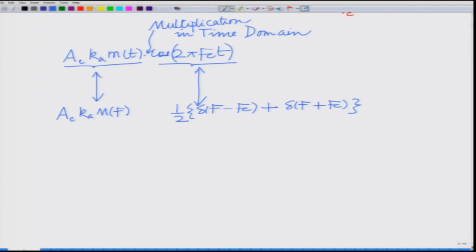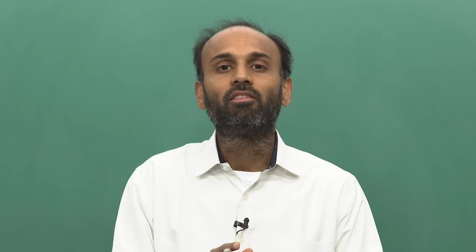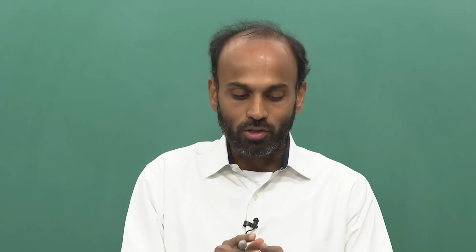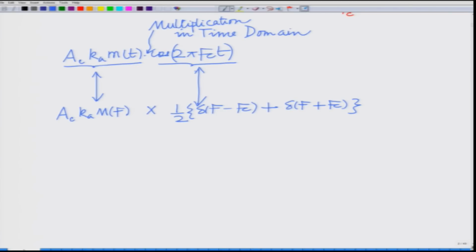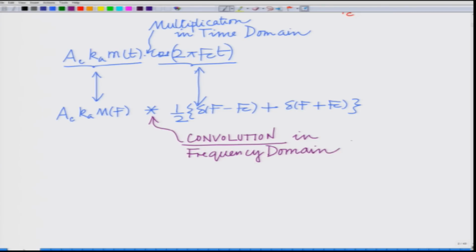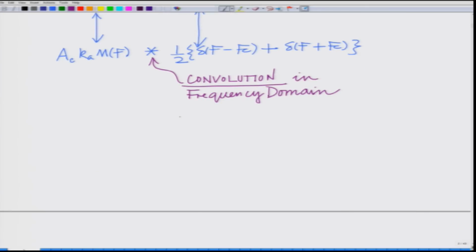The Fourier transform of cosine 2 pi f_c t is half delta(f minus f_c) plus delta(f plus f_c). The two signals are multiplied in the time domain, which means the respective spectra will be convolved in the frequency domain. So A_c k_a m(t) will be convolved; multiplication in the time domain becomes convolution in the frequency domain.